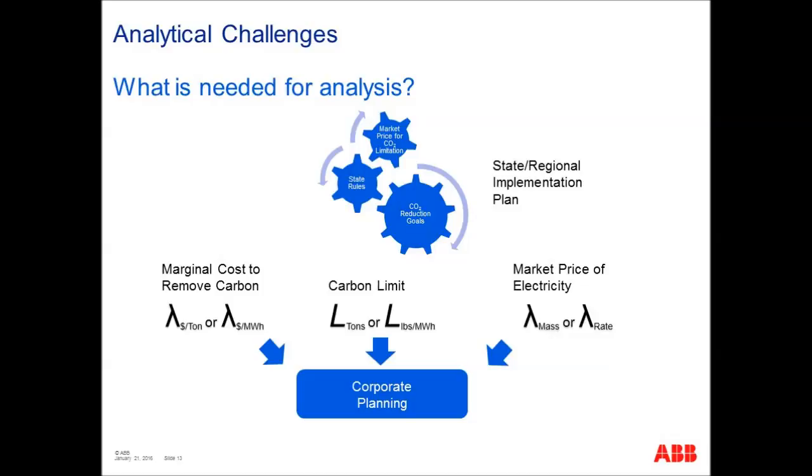elements. First of all, what are the carbon limits? And then what is the marginal cost to remove carbon? Now, throughout this presentation, I will be using L to denote a limit and little lambda to denote a marginal cost. So it could be the marginal cost of energy or the marginal cost to remove carbon, and it will be denoted as you see here.